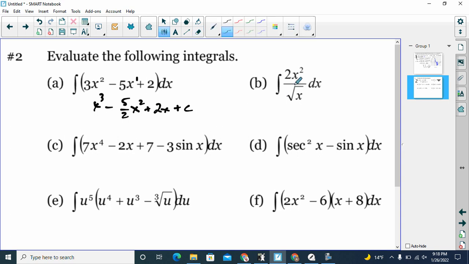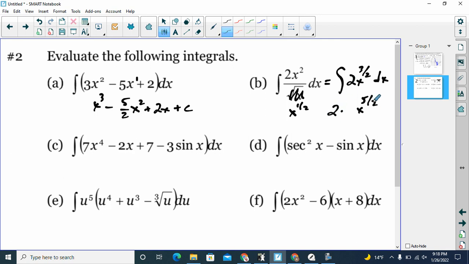Part B, we are still going to use the power rule, but we need to simplify this first. The square root of x is the same thing as x to the 1/2. So when I divide, I subtract exponents. So I have the integral of 2x to the 2 minus 1/2, 1 1/2, which is 3/2. Adding 1 to 3/2 gives me 5/2.